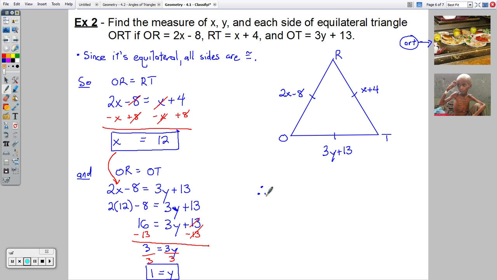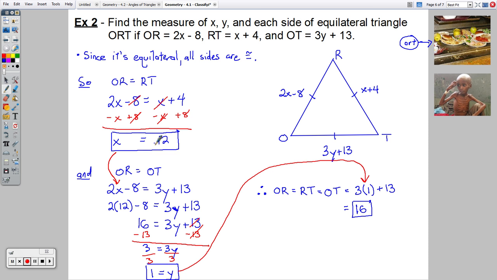Oh, why not? I'll use my therefore symbol. And so therefore we could say OR, we know OR equals RT, and we know it also equals OT. So all this is true. And I'm going to plug y into OT to see what OT equals, and then I know what the rest equal based on that. So I have 3 times 1 plus 13. So this number is coming from right there. This is 3 plus 13, 16.